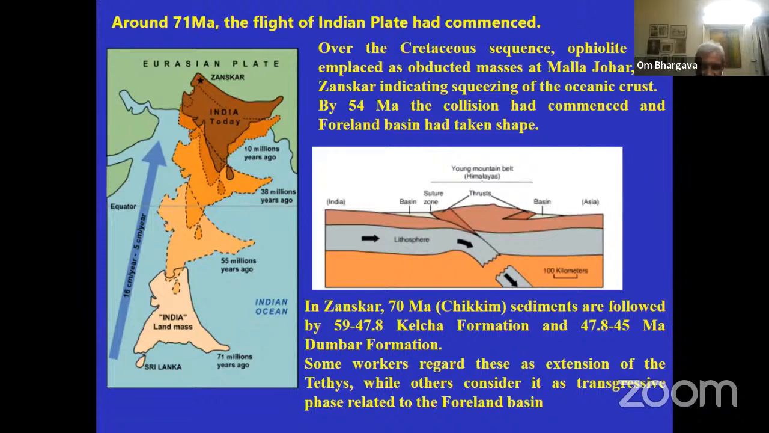54 million years, then the collision had commenced and the foreland basin had taken shape. Foreland basin is because the Indian Shield bends and the sag is formed. You can see this photograph. And in Chikkim, in Zanskar, the Kelcha formation and the Dumba Paleocene, Miocene were deposited. So some people regard it as an extension of the Tethys because it was deposited over the Cretaceous.